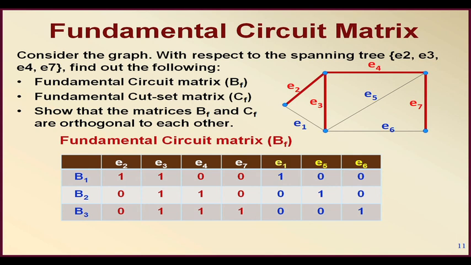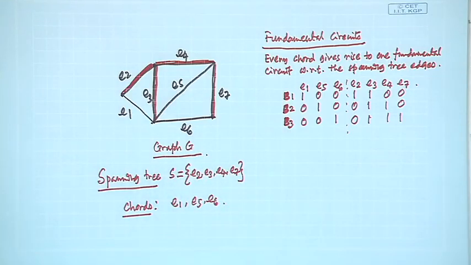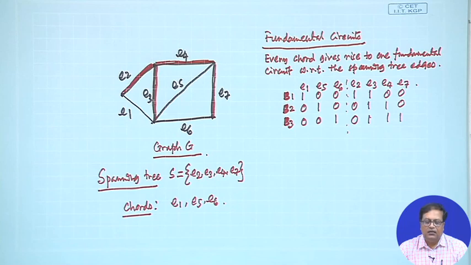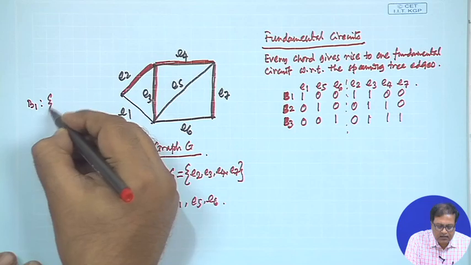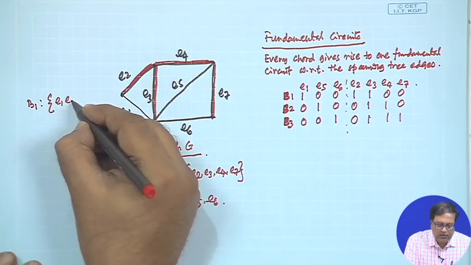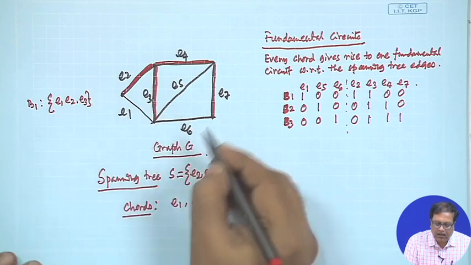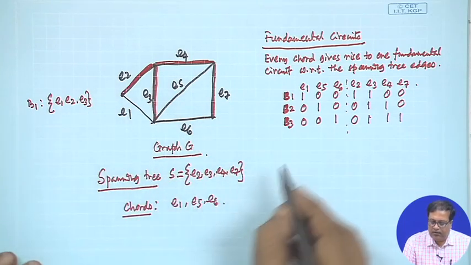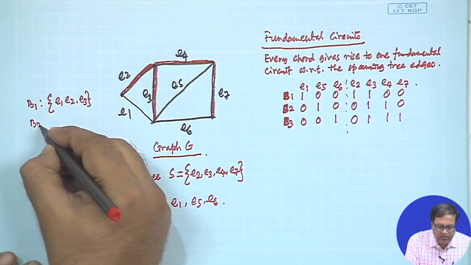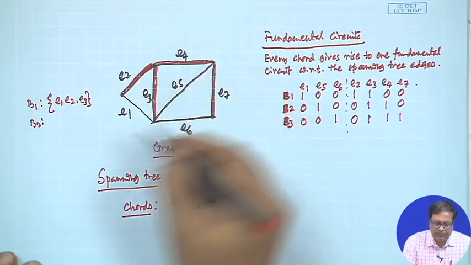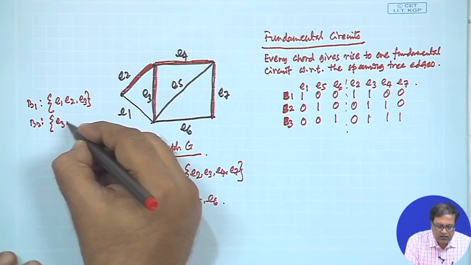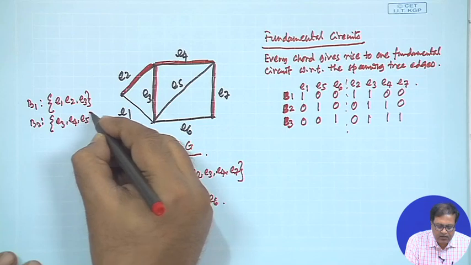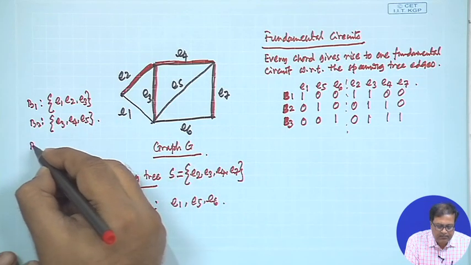Now the question is, if this is our fundamental circuit matrix, how do I get other circuits? Just imagine B1 is given by E1, E2, E3, and B2 is given by E5, E3, E4. So you see, simply do a ring sum.